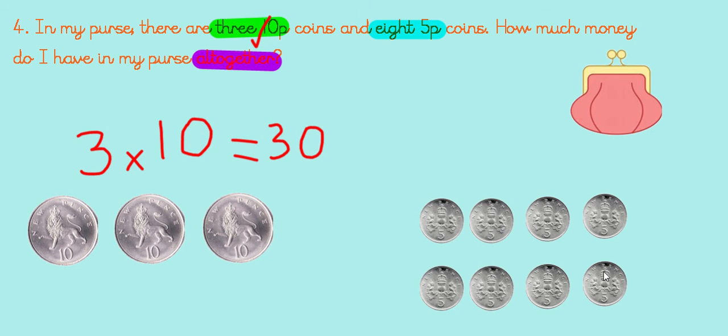Can you write me a number sentence? I've got 8 coins worth 5p each, don't I? 8 groups with 5p in each group, and I need to work out the total. Shall we count in 5s together?